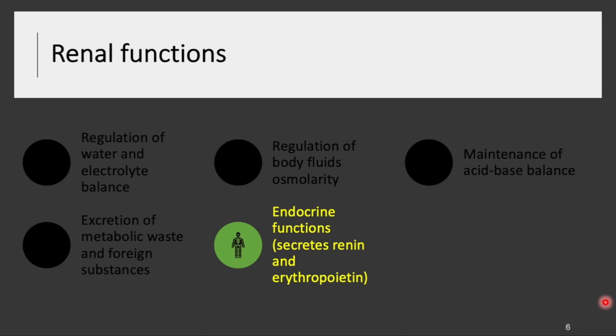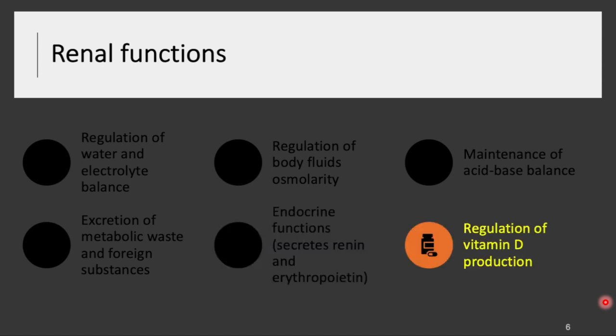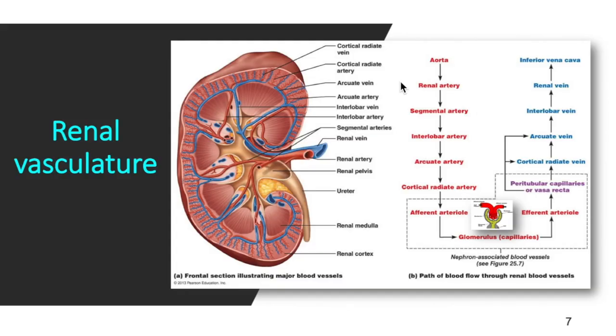Another function of renal is to regulate vitamin D production. Renal converts inactive vitamin D, either from supplements or from the sun, to active form of vitamin D that can be used by the body. So renal receives about 20% of cardiac output.